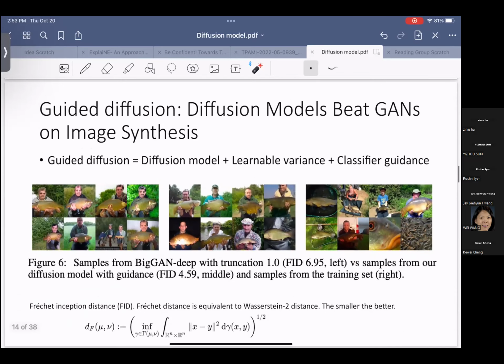The first paper I want to talk about is called guided diffusion. The paper's title says that diffusion models beat GANs on image synthesis. They show examples where, for instance, this one is generated using BigGAN-deep, the state-of-the-art GAN model at the time. They also show examples generated by their diffusion model with guidance in the middle, and the ground truth pictures. They measure it using the FID score, which is Fréchet Inception Distance.